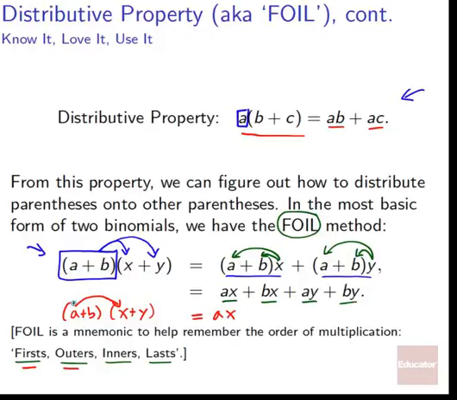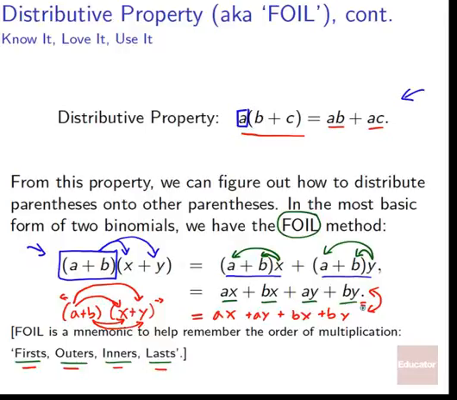A is on the outside, and y is on the outside, the outer part of our parentheses. So we get a times y. B times x would be our inners, the things on the inner part of the parentheses. And then b times y would be our lasts, because they're the last thing in each of our parentheses, plus b times y. And we see that these two results are exactly the same thing. It's just reordered.